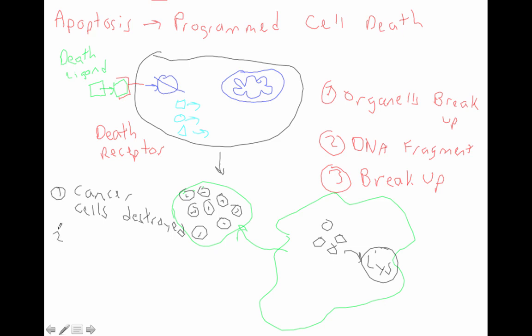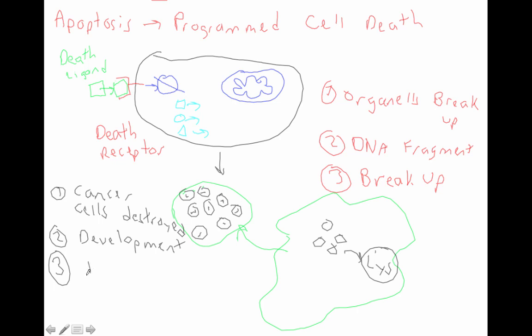Another one is during development. So I'm just going to write development. But there are many examples in development where apoptosis is important. The simple one I talked about with removing the webbing from in between our fingers and our toes and removing the tail that we have during embryonic and fetal development. These are important things during development, so we're born the way we are. There are other examples in development as well.